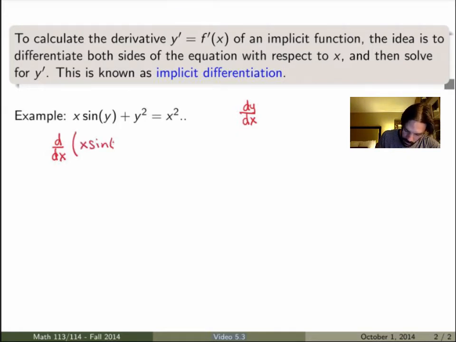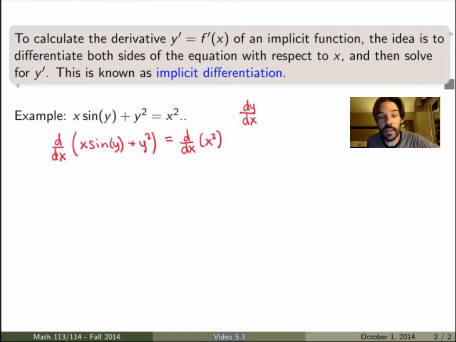So I take the derivative on the left-hand side, and I say this is equal to the derivative of the right-hand side. Then what I have to do is calculate both of these derivatives and then solve for y prime to get an expression for my derivative y prime. All right, so on the left-hand side, I have a sum of terms, so I can first write that as a sum of derivatives.